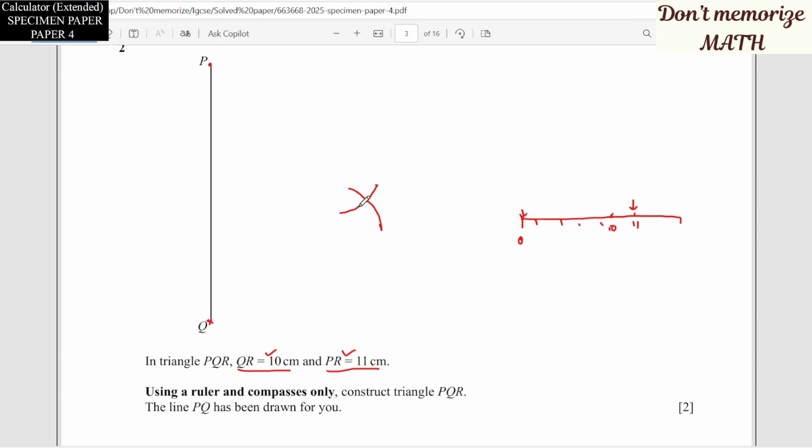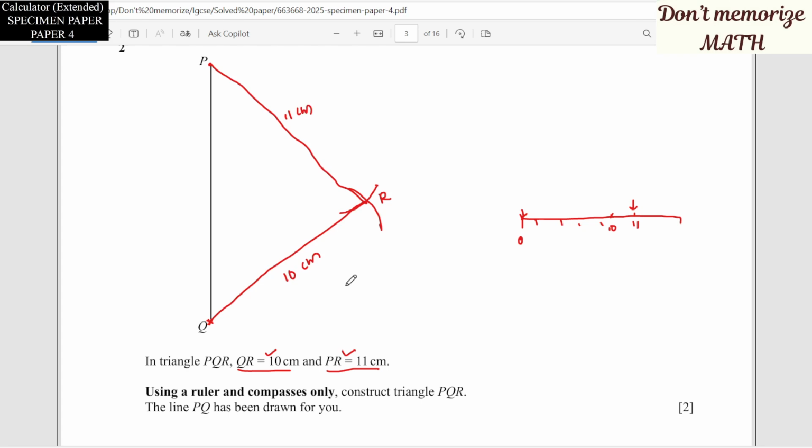Distance from Q to this first arc will be 10 centimeter. So now you can join this point. The meeting point of two arcs will be R. So now you can join P and this R by using ruler and pencil. Use ruler. Then after that you can join Q and R. This will be 10 centimeter and this one will be 11 centimeter. Okay, this is 11 centimeter and this will be 10 centimeter.